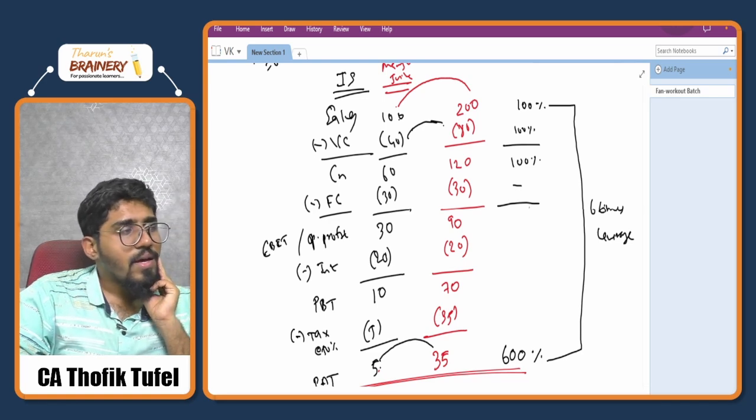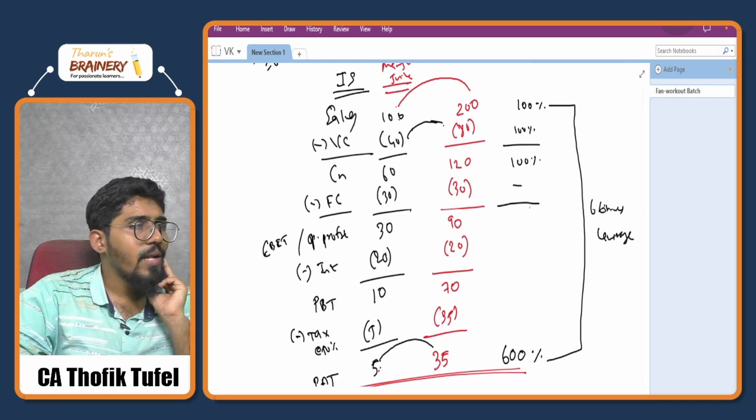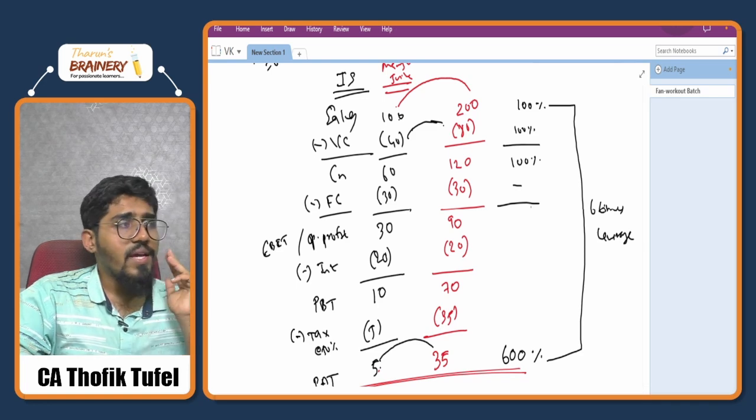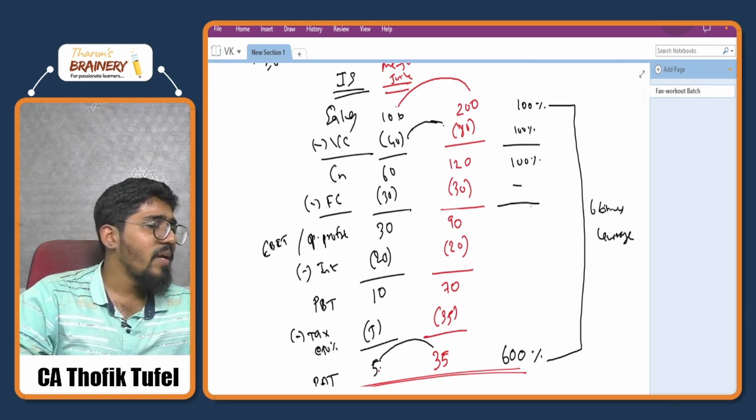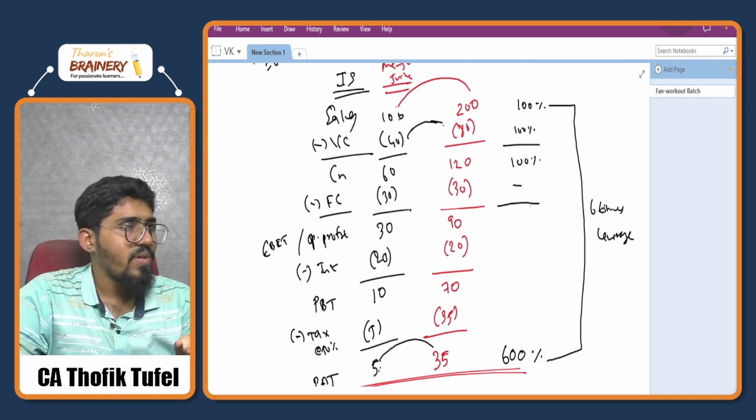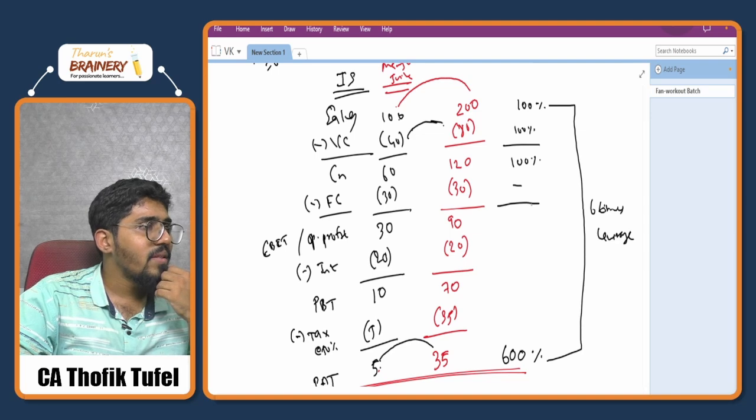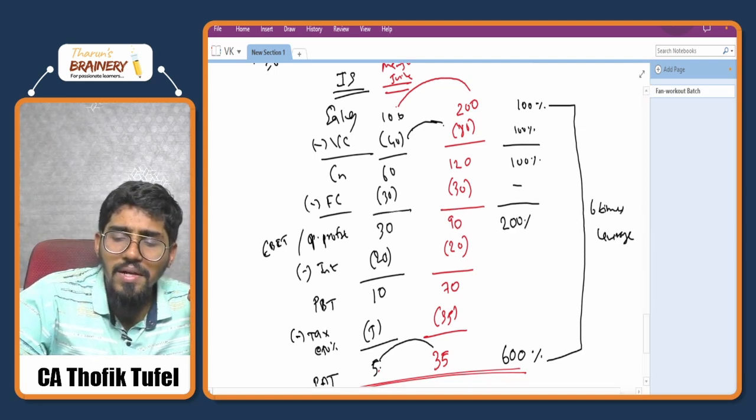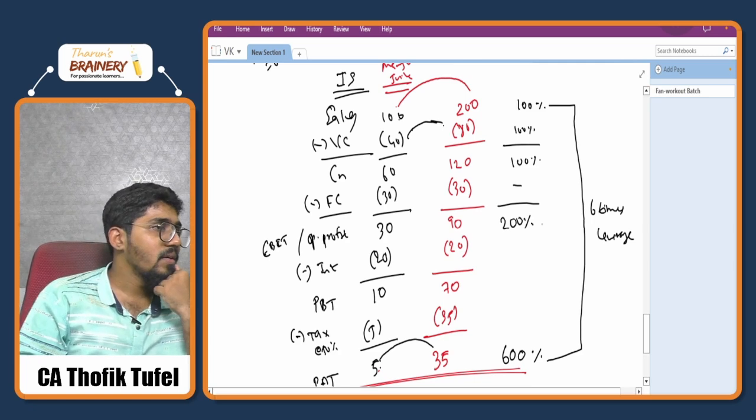First of all, do you all know how to calculate percentage increase? Change divided by original amount into 100 is the percentage increase. The change is 60 rupees. 30 becoming 90, it is increased by 60 rupees. So 60 divided by 30 into 100. So that is a 200 percentage increase in profit.